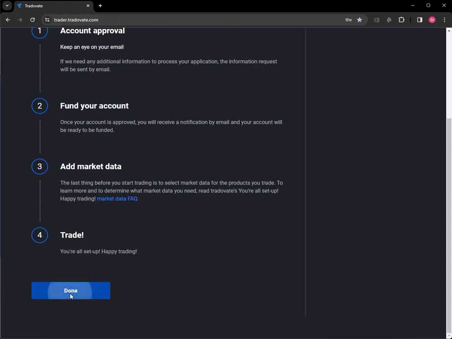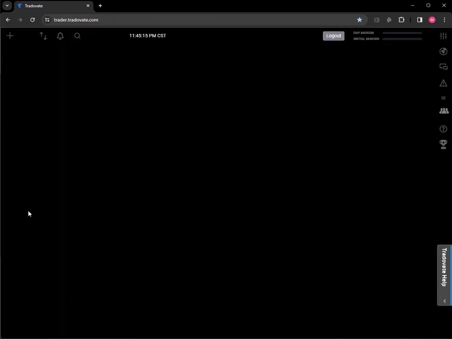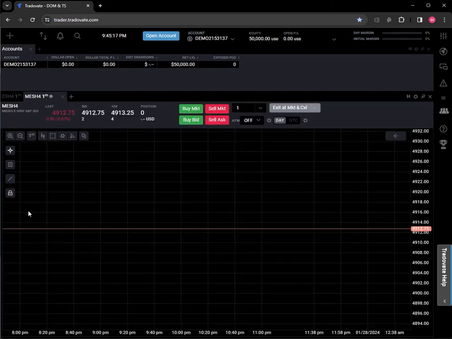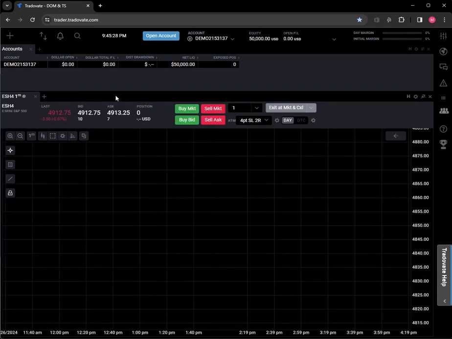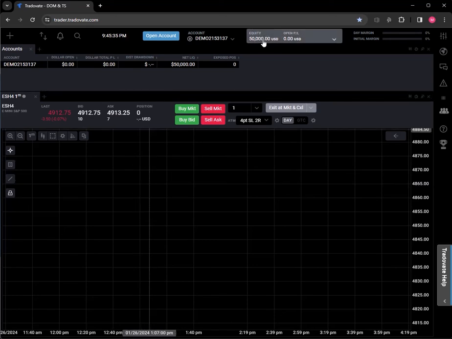So I just hit done, and it's going to take me to Tradovate, and you'll see that I have a demo account available to me. While you're waiting for your account to be approved, you can log in while the market is going and trade fake money. This is a practice account or a paper account, and this is a very, very useful tool if you're just getting started out. So we'll go over that in a later video as well.